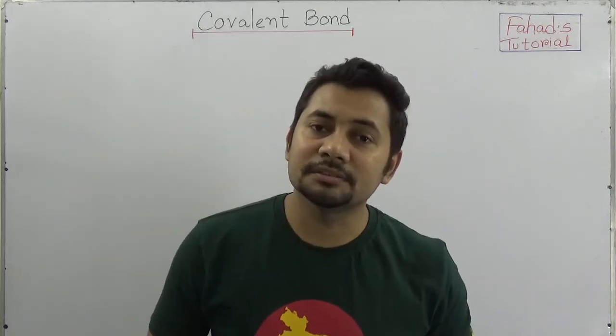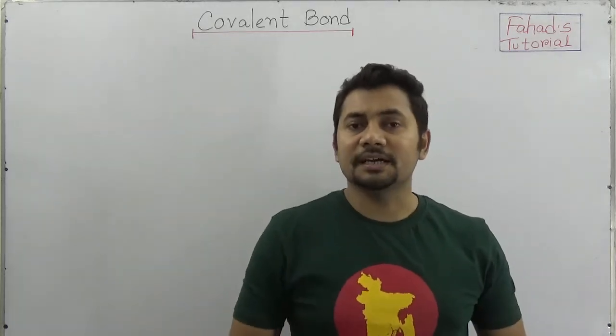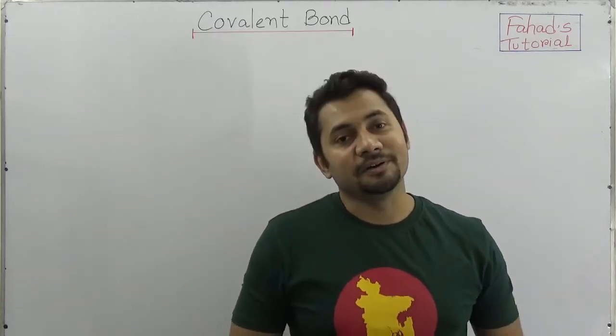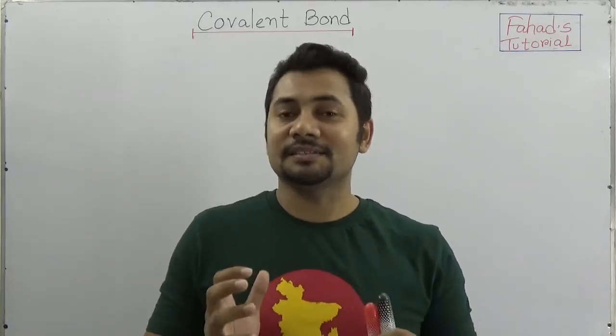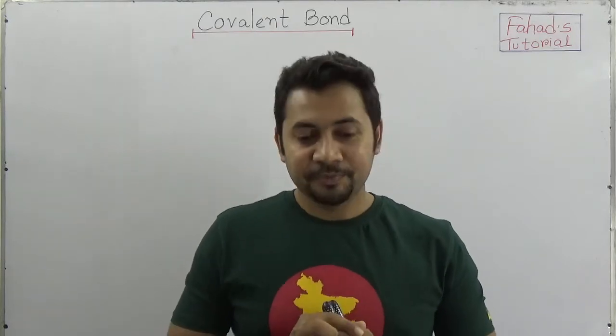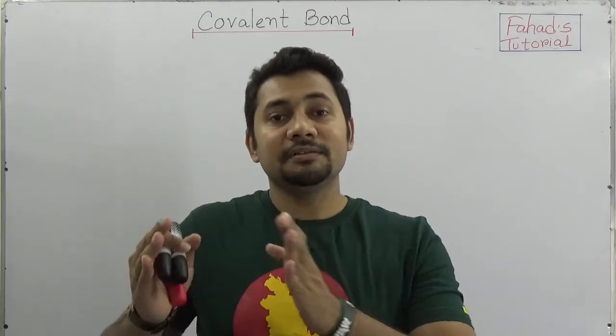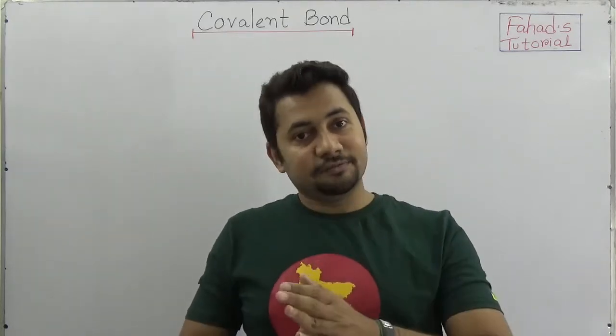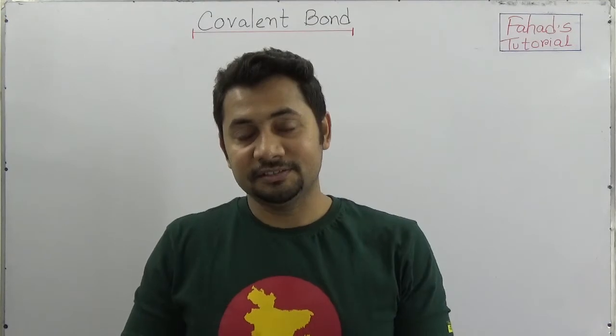Let's study about covalent bond. In the previous class, we studied about ionic bonds or electrovalent bonds, but in this video, we shall be discussing the covalent bond. So you know already that between metal and non-metal, an ionic bond will form because of the oppositely charged ions.